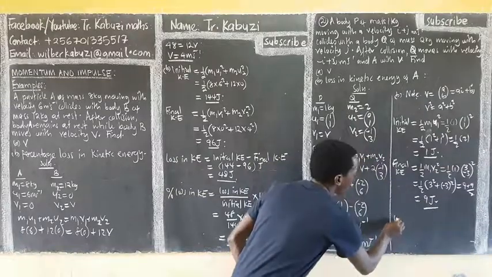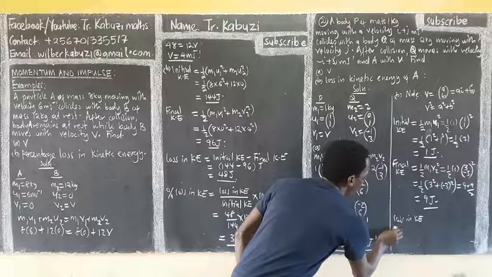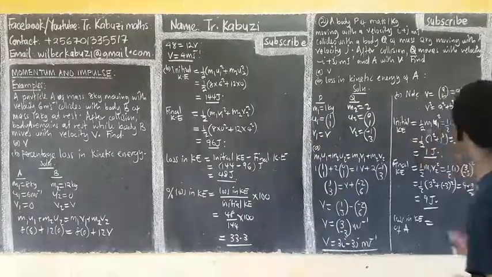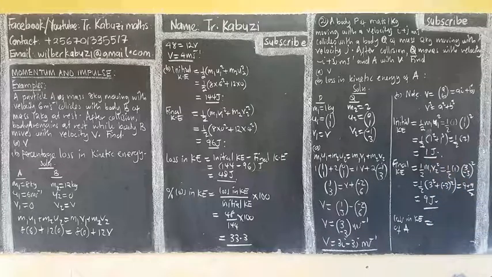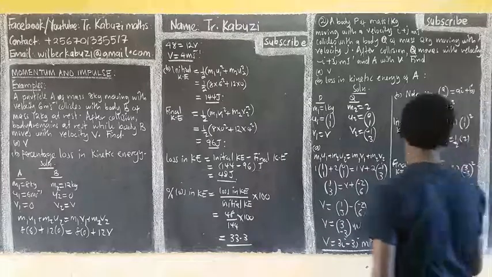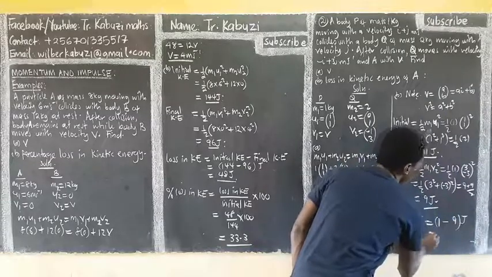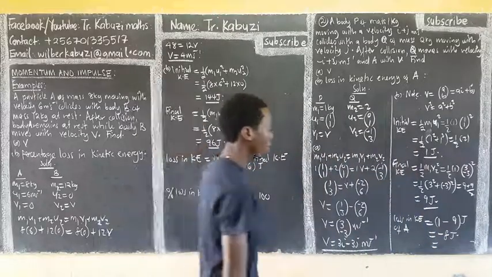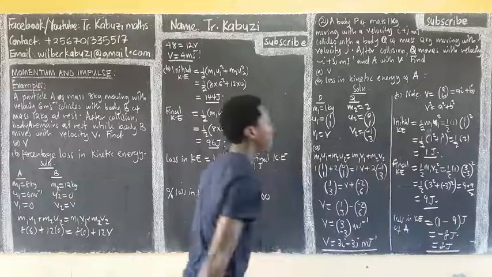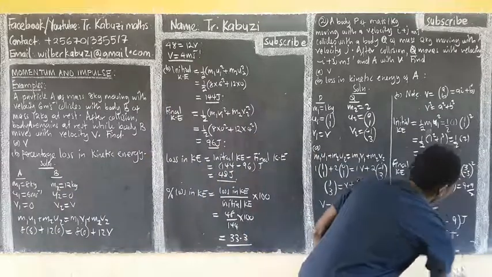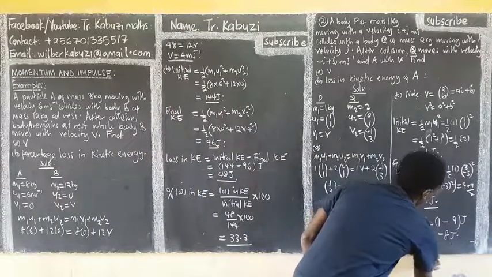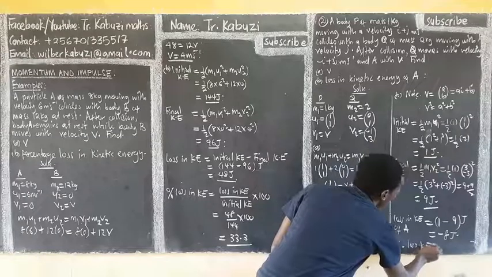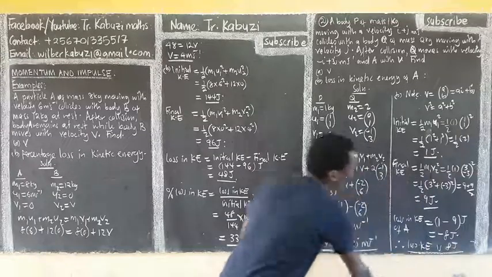So our loss in KE of A will be the initial, which is 1, minus the final 9 joules, which gives negative 8 joules. What does negative mean? It means the body gained energy, so the magnitude is 8 joules. Therefore our loss in KE is 8 joules.